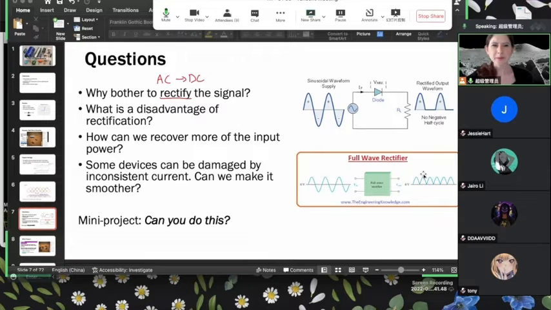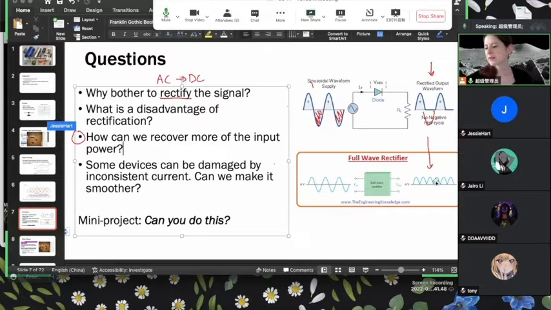But what about that? Because DC can store current. Well, DC is direct current, but you said store current, and that's something we are fast approaching. It's on my next couple of slides. How can we recover more of the input power?